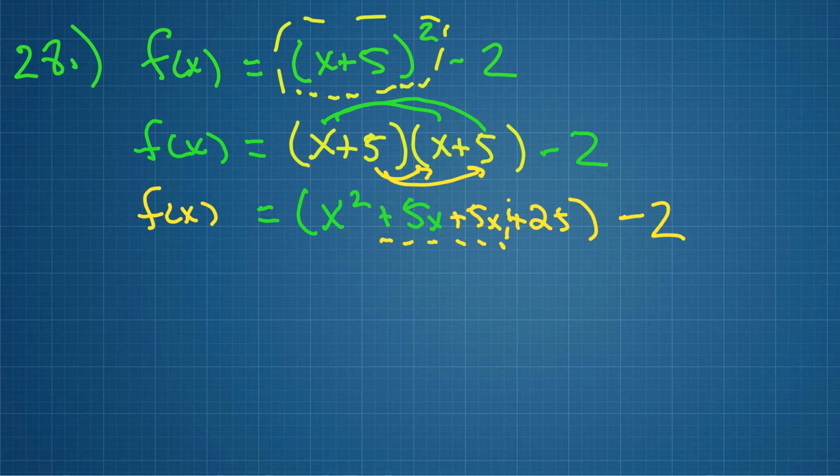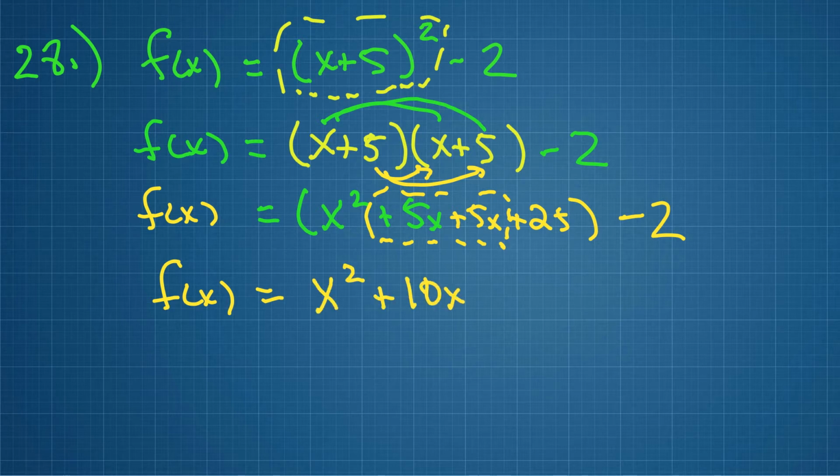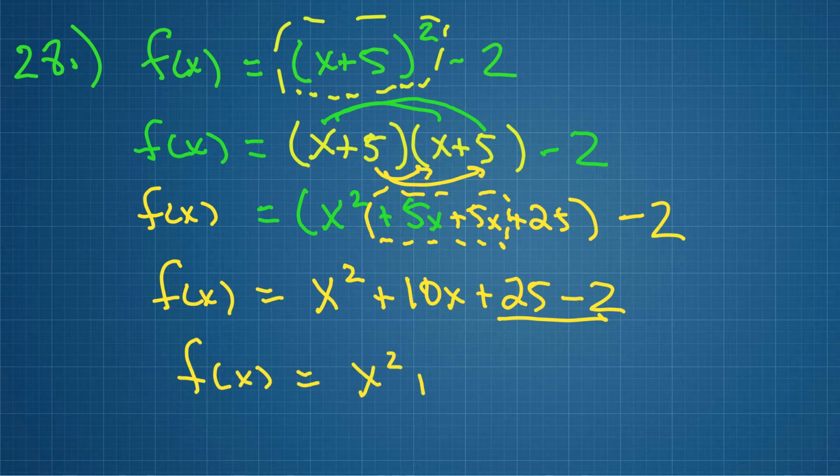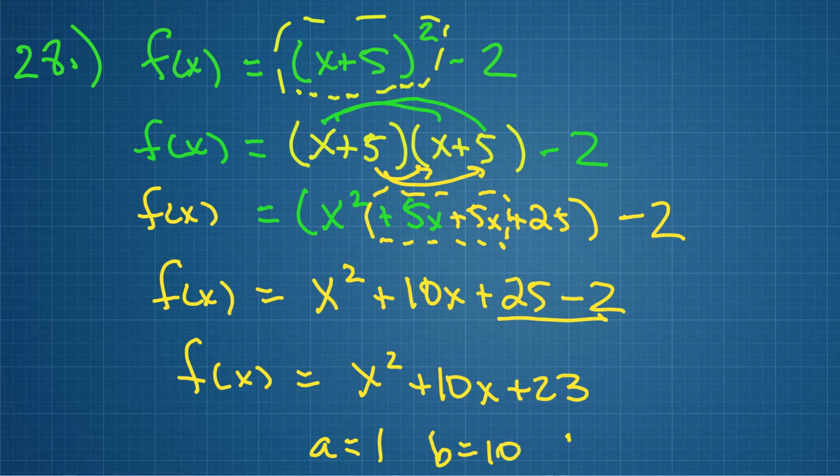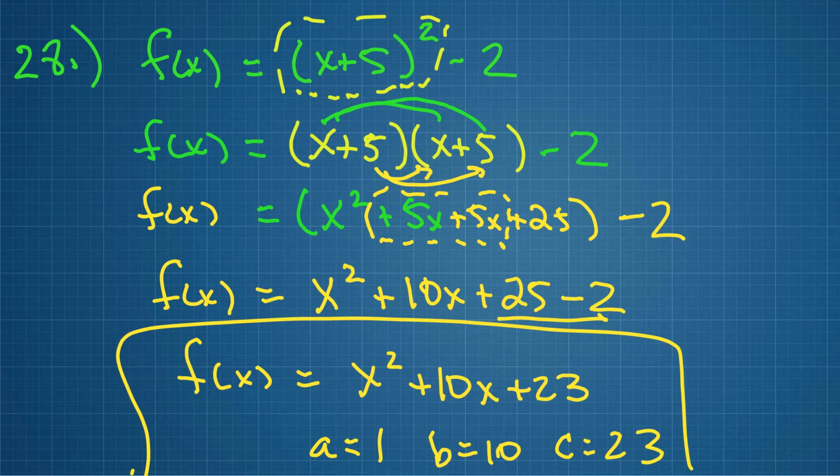Here are my like terms in the middle. I combine them. And because there's nothing in front of the parentheses, they just disappear. So I'm going to put x squared plus 10x plus 25, and then I subtract 2. These are like terms now. So my final answer is f of x equals x squared plus 10x plus 23. And just to double check, make sure it's standard form, we can find a, which is 1, b is 10, and c is 23. And that's it for 28.